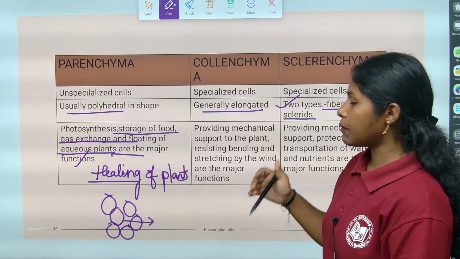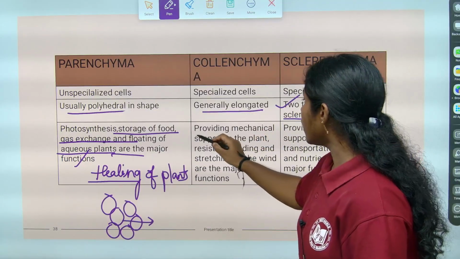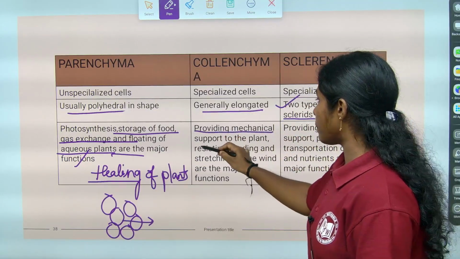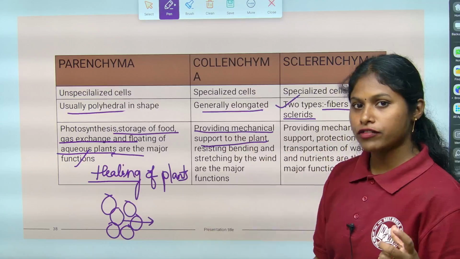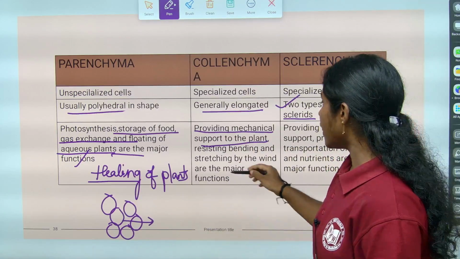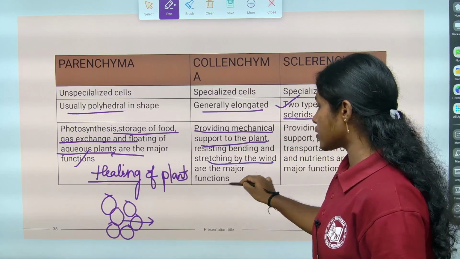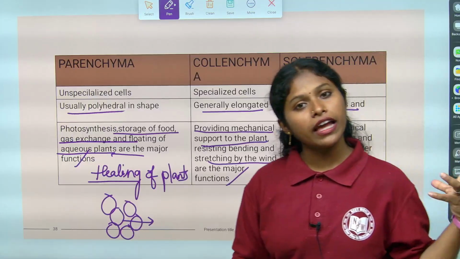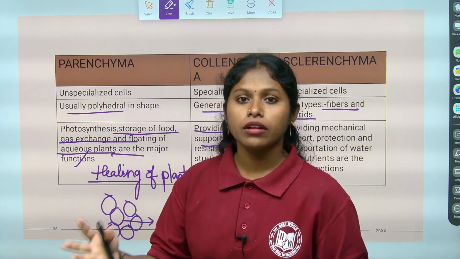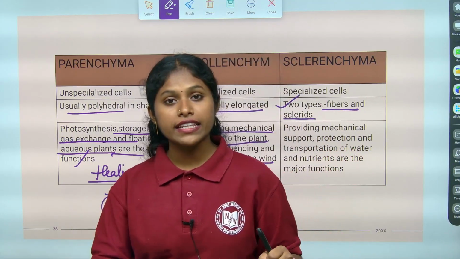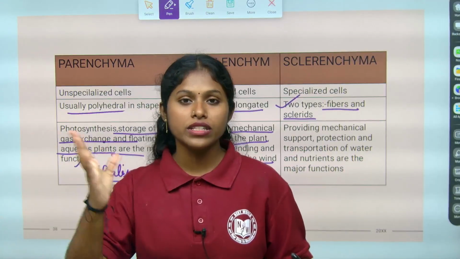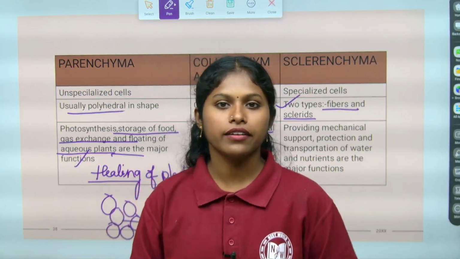Coming to the collenchyma, it provides flexibility, right? It provides mechanical strength and support to the plant, and also resistance to bending of the leaves and branches, right? And stretching by the wind are the major functions. Sometimes even in heavier wind, plants are not losing their branches, leaves and all that, because of the tensile strength only, right?